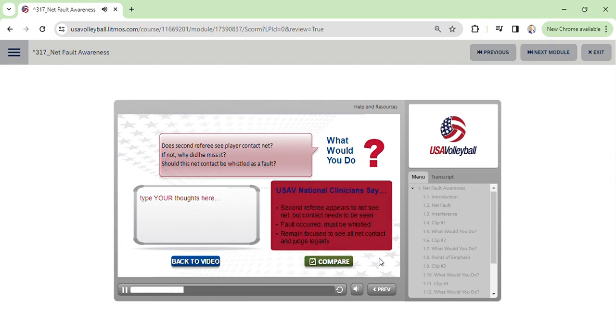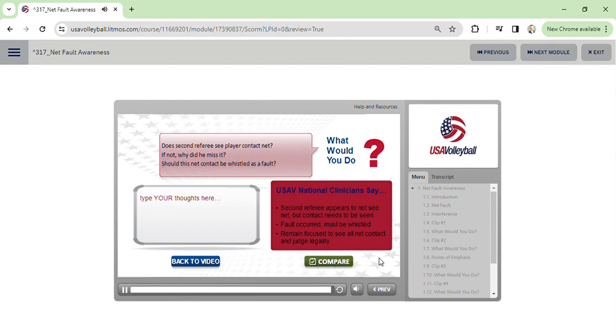It is clear the player contacted the net, but not so clear the second referee saw the contact. You notice at the start of play, the second referee is taking care of something out of view of the camera. During the rally, his transition appears to be not as sharp as it could be. He is moving when the play is at the net, and his focus does not appear to be on the occurring play. No doubt, this is part of the reason he does not see the net contact.